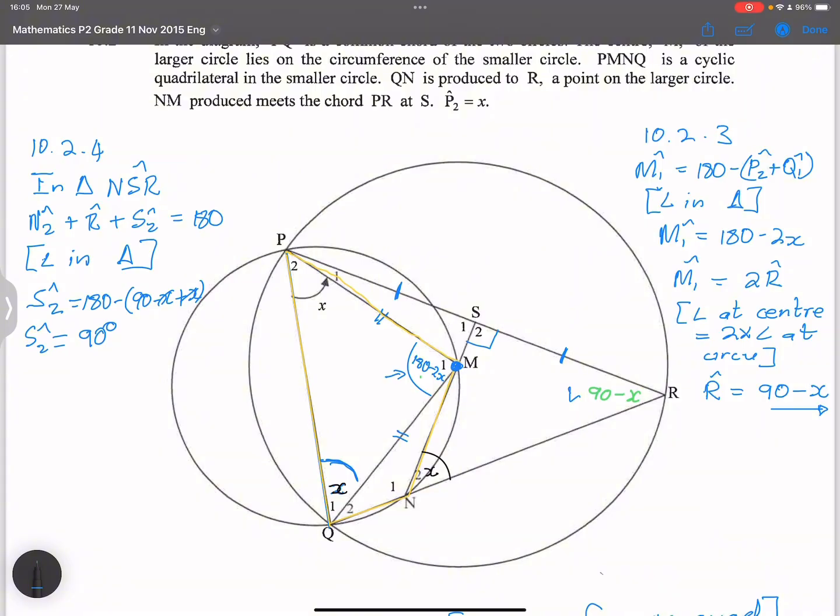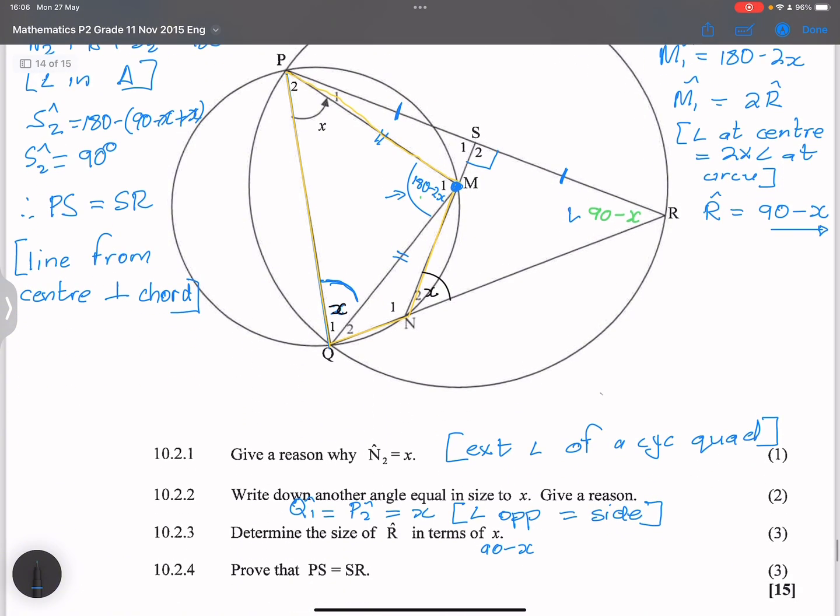And so as a result, we know now that, therefore, PS is equal to SR, right? And why is that? Line drawn from center is perpendicular to the chord. So line drawn from center is perpendicular to the chord. All right, so there it is, ladies and gents. We have proven it. And that is the end of question 10.